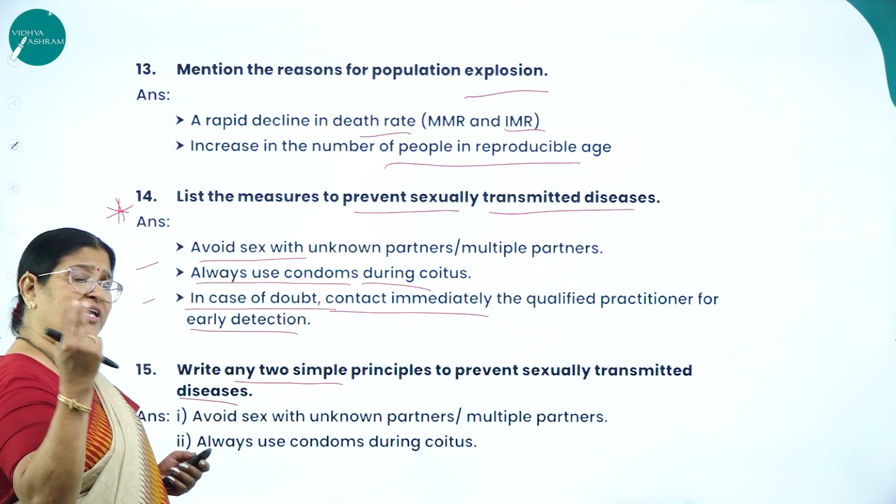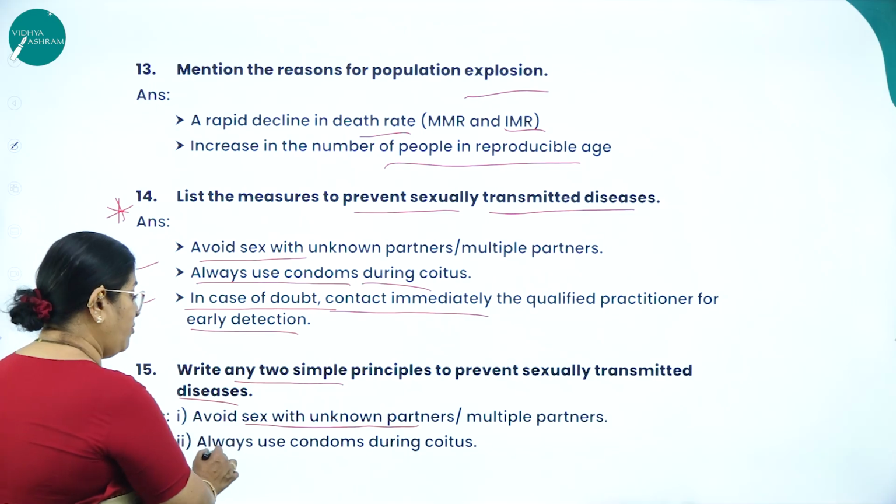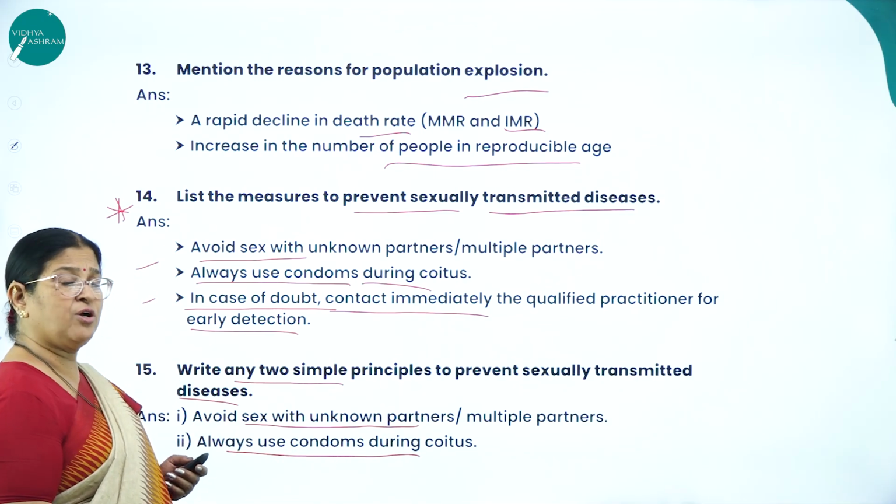Any two simple principles to prevent sexually transmitted disease. So what are the two very important? Avoid sex with unknown partners and multiple partners, and always use condoms during coitus.